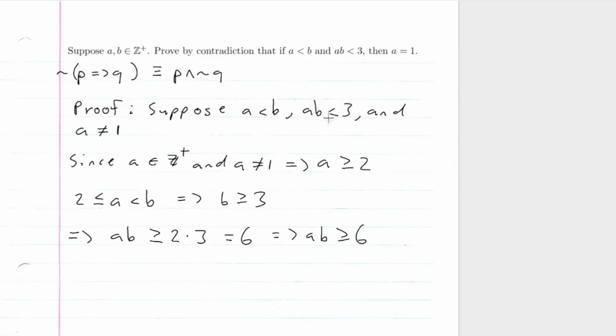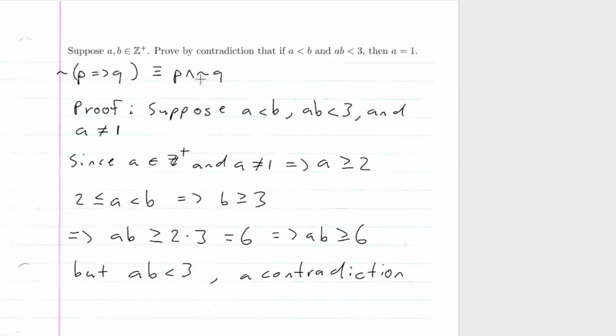But hold on, we assumed that a times b was less than 3. And this is our contradiction, because for positive integers a and b, a times b can't both be bigger than or equal to 6 and be less than 3.